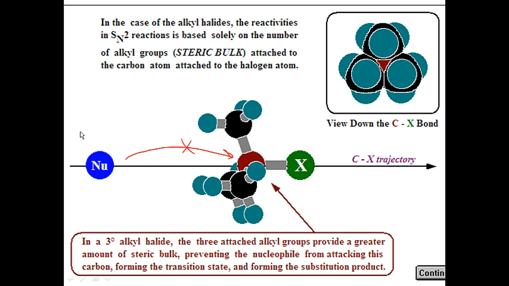So this backside attack mechanism is consistent with the observations that the primary, secondary react with an SN2 mechanism, but primaries react faster than secondaries, which is our observation. And since the steric bulk around the carbon with the tertiary halide is so high, that nucleophile will not undergo SN2, so tertiaries won't. So those observations then are consistent with this backside attack mechanism.